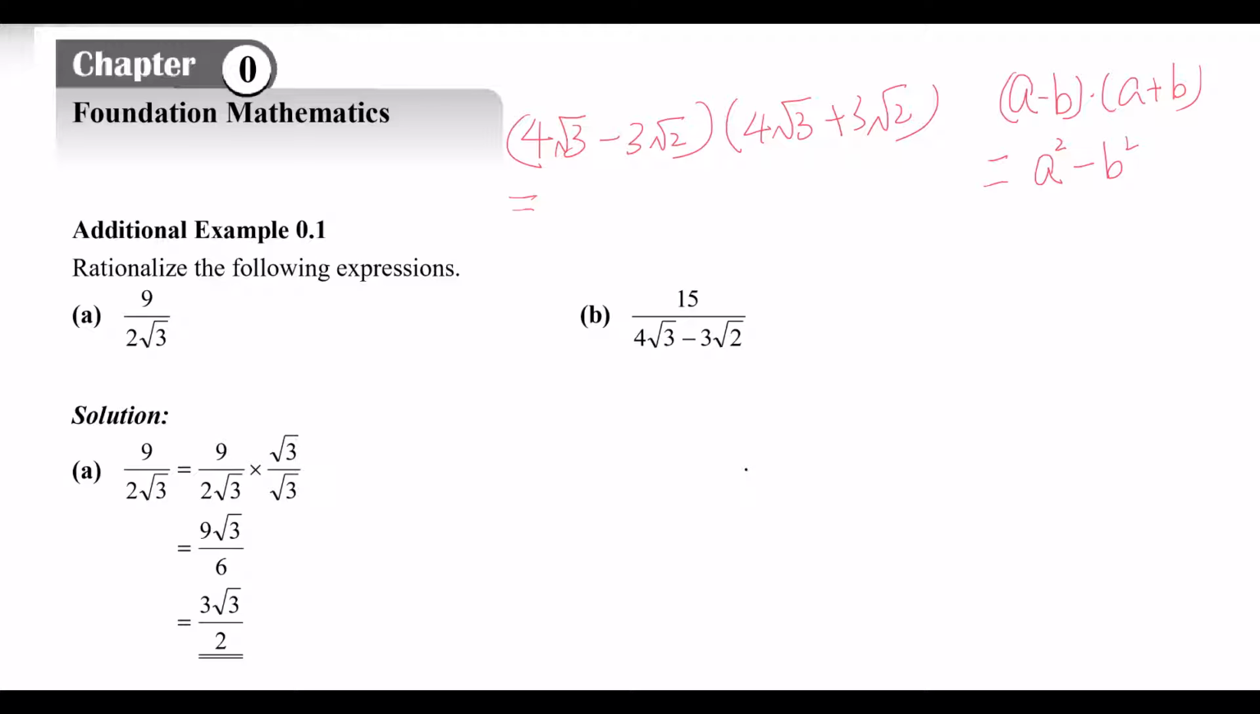And therefore, in this case, if I multiply these two, it is 4 square root 3 whole square minus 3 root 2 whole square. It means 16 times 3 minus 9 times 2, which is 48 minus 18, which is 30. Okay, it is a rational number this time.